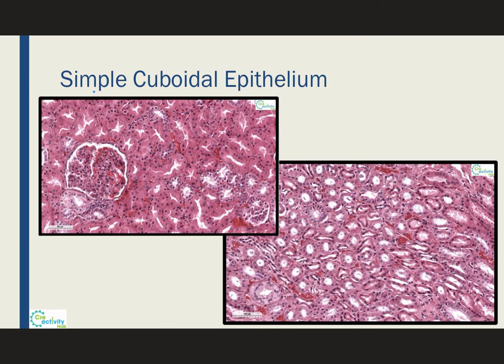In the simple cuboidal epithelium, what do you think we should be looking for? Well, simple means it is one cell layer, and cuboidal is referring to the cell shape. In this case, it will look like a cube, therefore a square. So we're looking for one cell layer of squared cells.